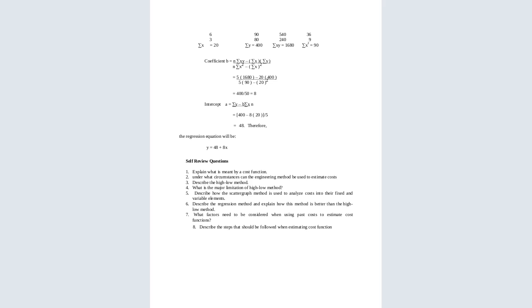The intercept will be sum of Y minus b sum of X, over n. The sum of Y from the equation is 400, minus b multiplied with the sum of X. So it is 8 times 20, and the other divided by 5. So meaning our a is 48. Therefore, the regression equation will be y is a, which is 48, plus bx, which is 8x. So that is all about cost estimation.